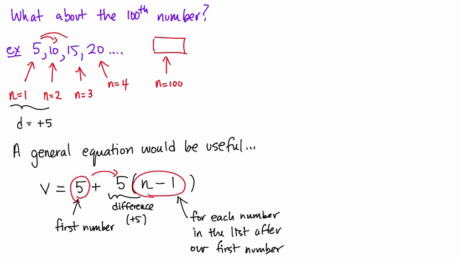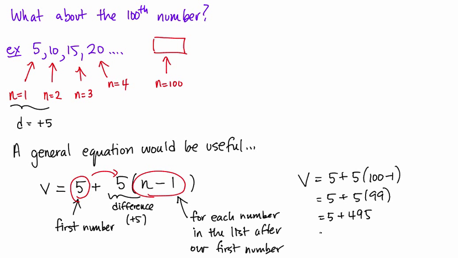So add it once, add it twice, add it 3 times, until I get 99 more times to get to the 100th number. So let's take a look and see what that's worth. The value of term number 100 should be 5 plus 5 times 100 minus 1, and that's 5 plus 5 times 99. 5 times 99 is 495, so 5 plus 495, which will give me the 100th term as 500.